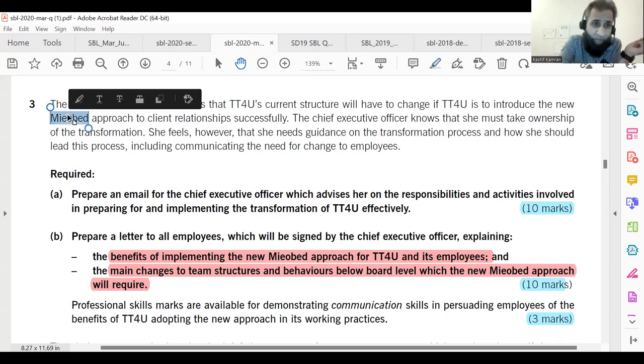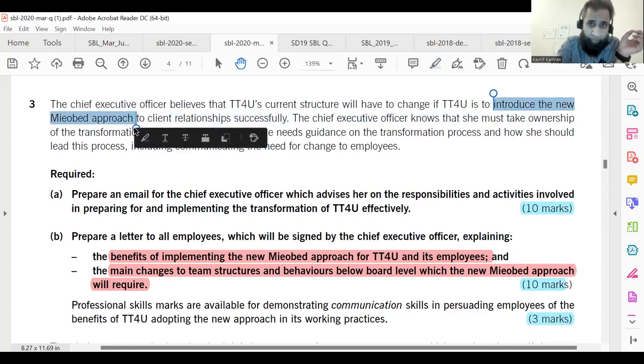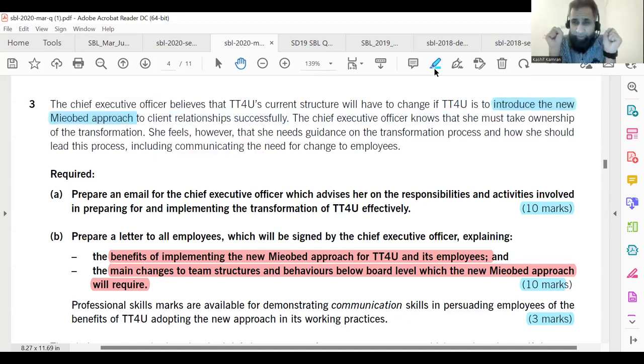Now, if they need to introduce a new approach, will this approach be given in the case study? Will the examiner be explaining to you this approach, that if TT for you is to introduce a new MIO-bed approach to client relationship, right? So what that approach is, we don't know. At least I don't know. But when I read the case, I'll come to know, okay, this is the approach to the client relationship.